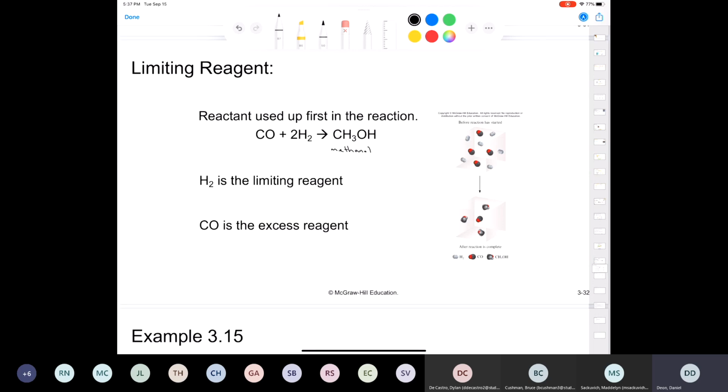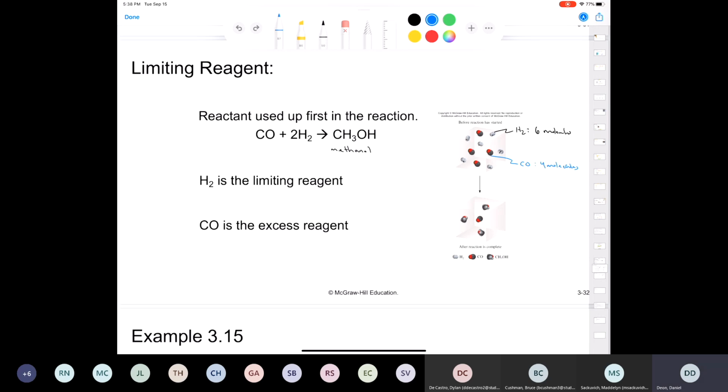If you look at this reaction here, you can see that you have the H2 here. So this is H2, and we have 1, 2, 3, 4, 5, 6 of those. So we have 6 molecules of H2, and for CO we have 1, 2, 3, 4 molecules. Well, if it takes 1 molecule of carbon monoxide and 2 molecules of hydrogen, you can see that I'm going to be limited by the amount of hydrogen that's in here.